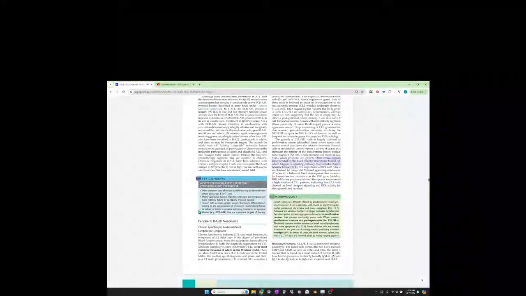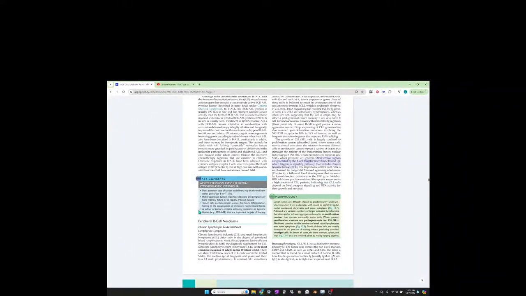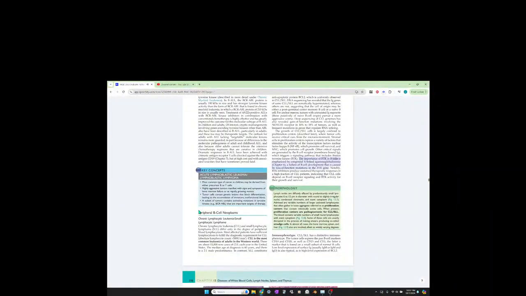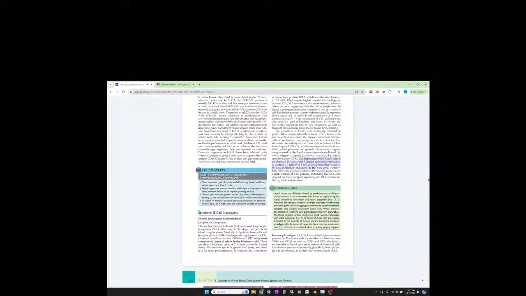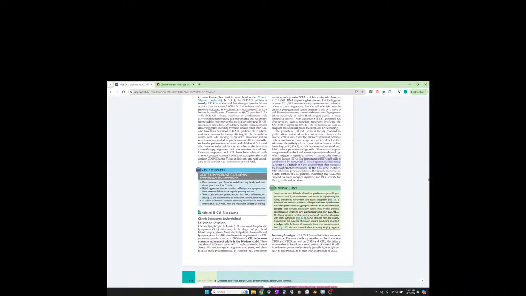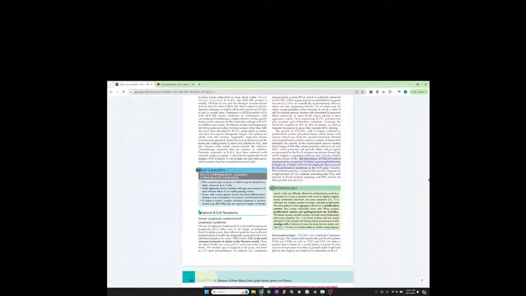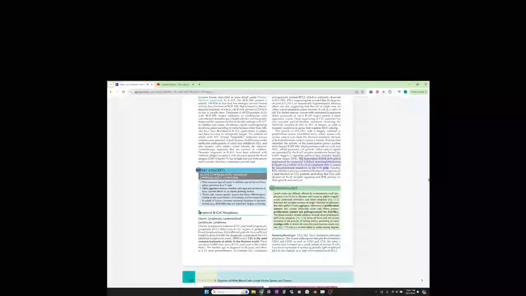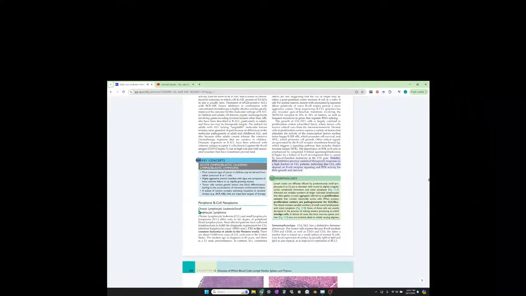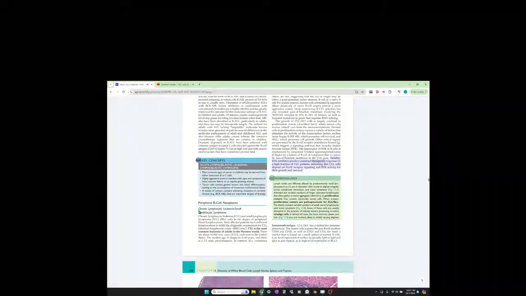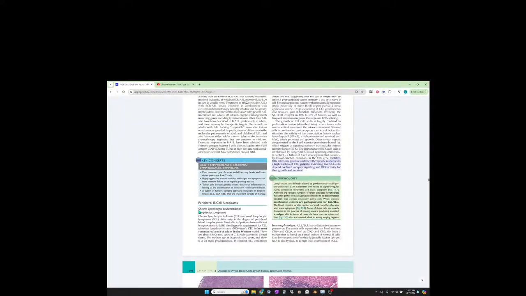Other critical signals are generated by the B-cell receptor, which triggers a signaling pathway that includes Bruton tyrosine kinase. The importance of BTK in B cells is emphasized by congenital X-linked agammaglobulinemia, a failure of B cell development that is caused by loss of function mutations in the BTK gene. Notably, BTK inhibitors produce sustained therapeutic responses in a high fraction of CLL patients, indicating that CLL cells depend on B cell receptor signaling and BTK activity for their growth and survival.